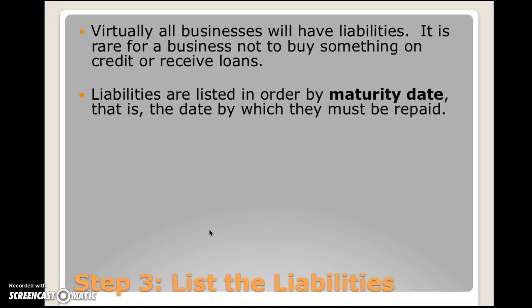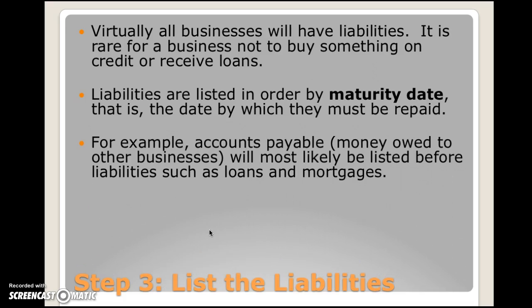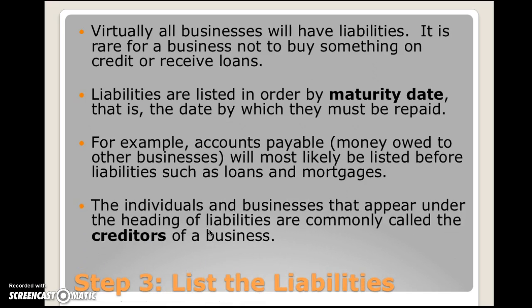Now we go on to step 3. In step 3, we have to list all of the liabilities. Essentially, all businesses have liabilities, something that they owe other businesses because they buy on credit or they receive loans to run their business. These liabilities are listed in order by their maturity date. That means the date that they have to be repaid by. An example is accounts payable, which is money owed to other businesses for something maybe we bought from them. The individuals or those specific businesses that appear under the liability section are called our creditors, because those are the people who we owe money to.